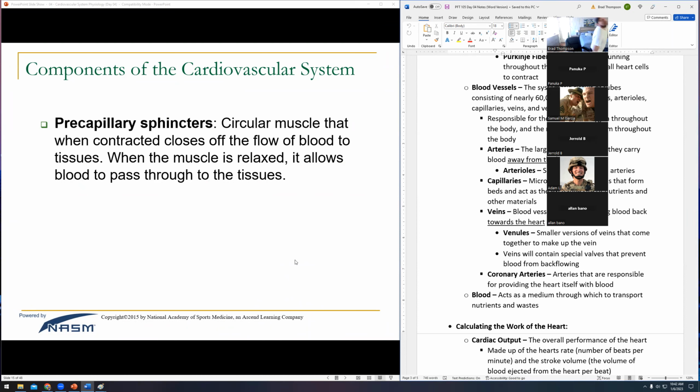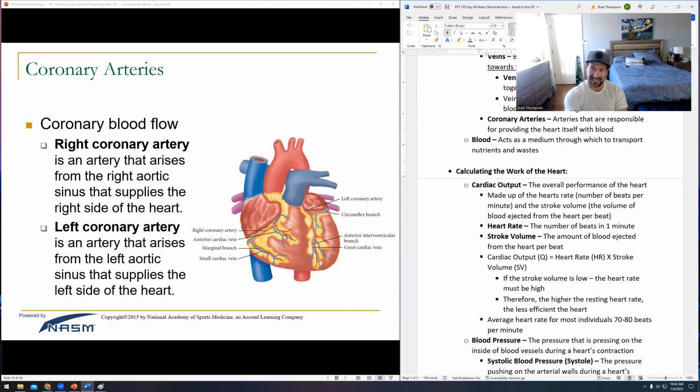So that is all of the anatomy. Now we're caught back up to where we are, your heart and your blood vessels. Now there is one particular set of arteries that I want to stop and talk about here real quick. And those are your coronary arteries. So your coronary arteries are the arteries that are responsible for delivering blood to the heart itself.